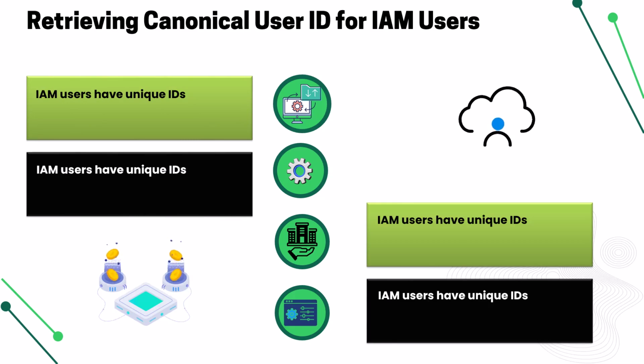IAM users also have Canonical User IDs, and retrieving them is easy. You can check via AWS CLI or the console. These IDs help with access control and security policies. Think of them as digital fingerprints, each one unique, ensuring the right access.